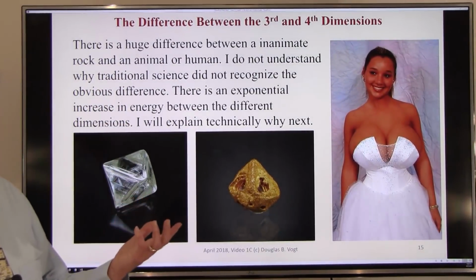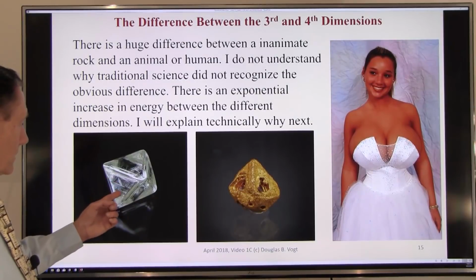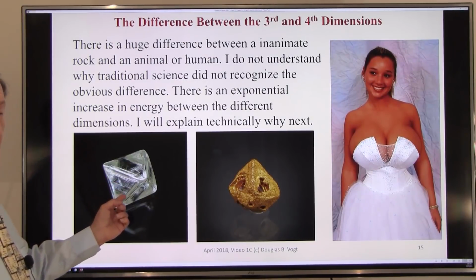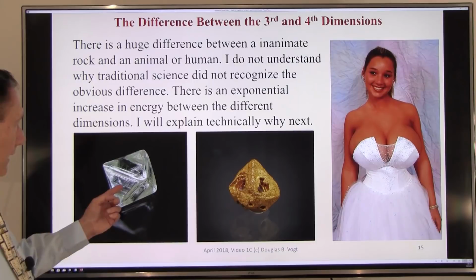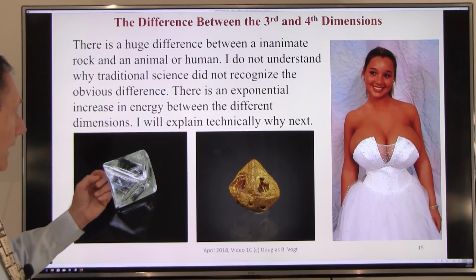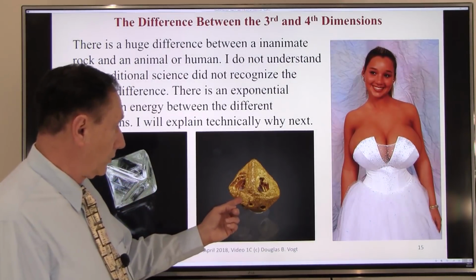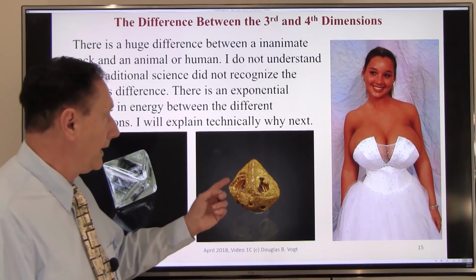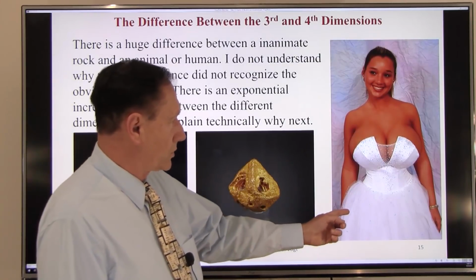Here's a for instance of inanimate objects, two of them. This is a carbon crystal. Please note it is an octahedron. And it's a diamond, this one. And this is a gold crystal. It's forming an octahedron.